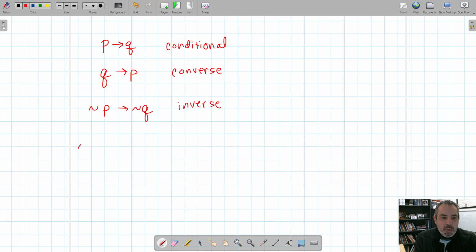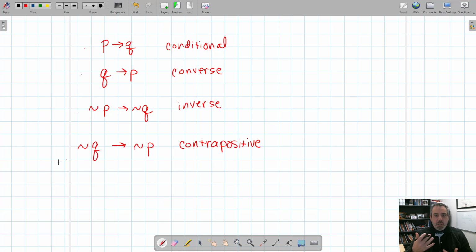And then probably the most complicated one, where you do both of those things, is referred to as the contrapositive. If you do not get ice cream, then you do not clean your room, right? So all of these things are just taking those sentences and putting them in different orders.